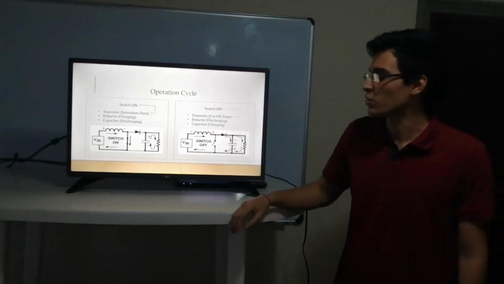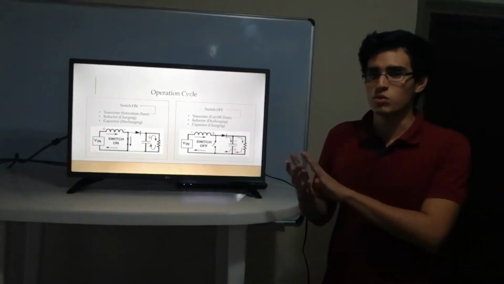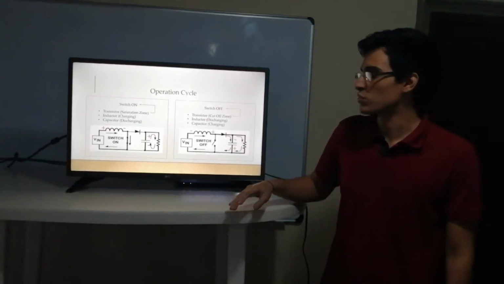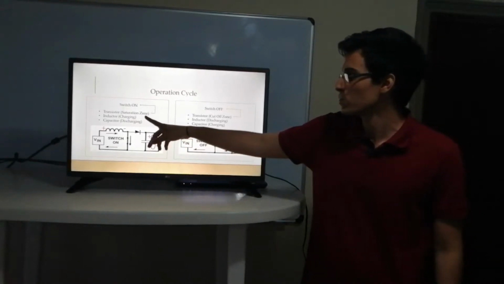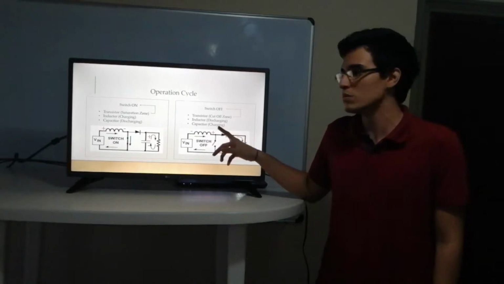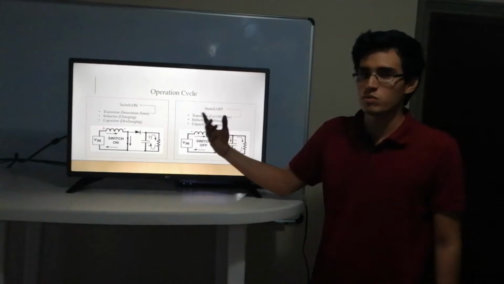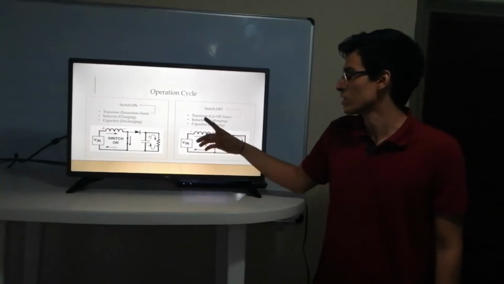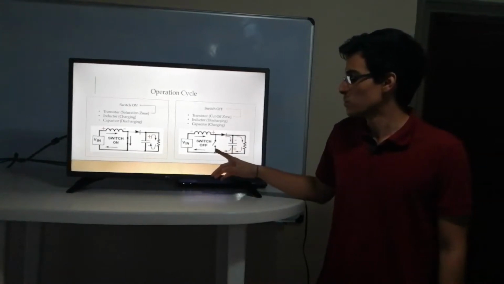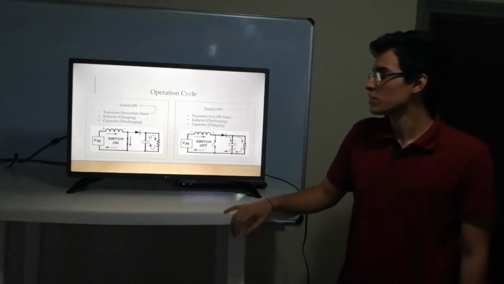The operation cycle of the boost converter can be divided into little cycles. One where the transistor is working in the saturation zone, and another when the transistor is working in the cutoff zone. The transistor in the saturation zone can be replaced with a switch in the on position, and the transistor in the cutoff zone can be replaced with a switch in the off position to simplify the analysis.